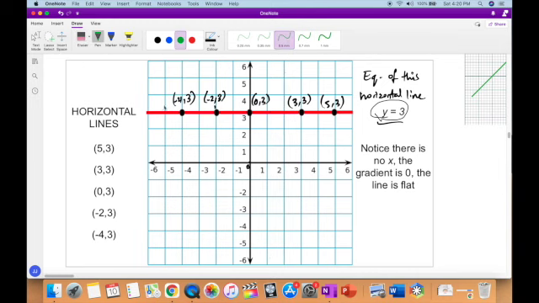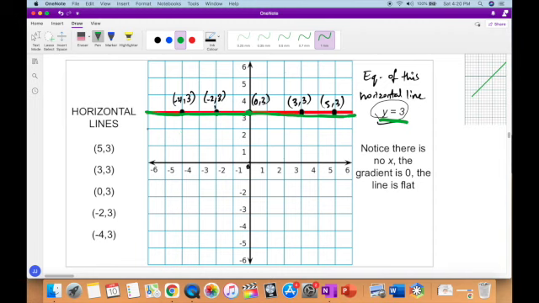Shazay, let me know if this is confusing you. I really don't want to. But you see how this line here is the line y is equal to 3, because it is passing through 3 on the y-axis. You all understand that, right?